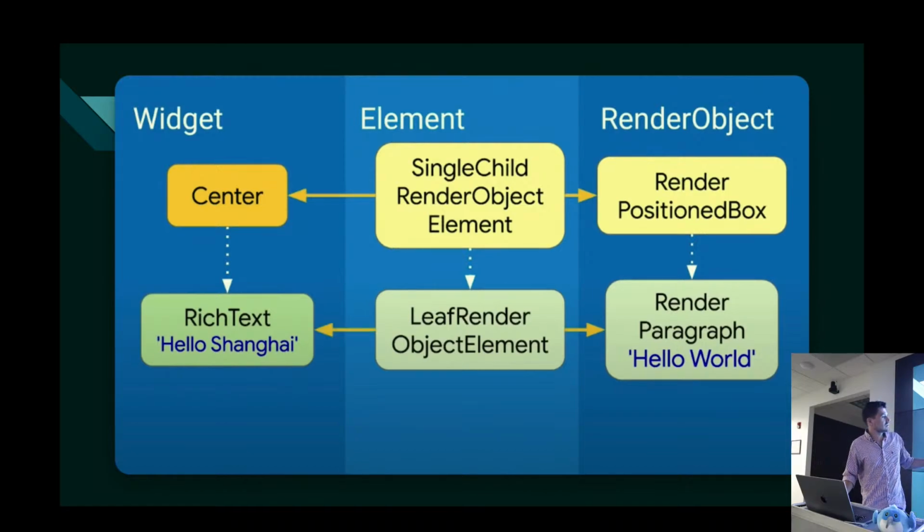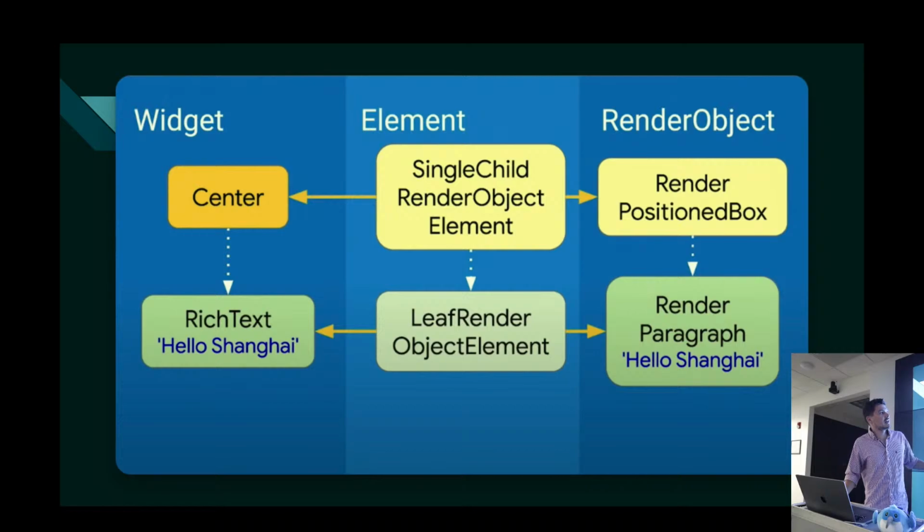But what happens when we link rich text, which now has a different value? It will call a method, element.update, to update with all of the different variables that you have set in the new widget, which will then result in the render object getting updated without having to create one from scratch. It will only update the variables that changed.